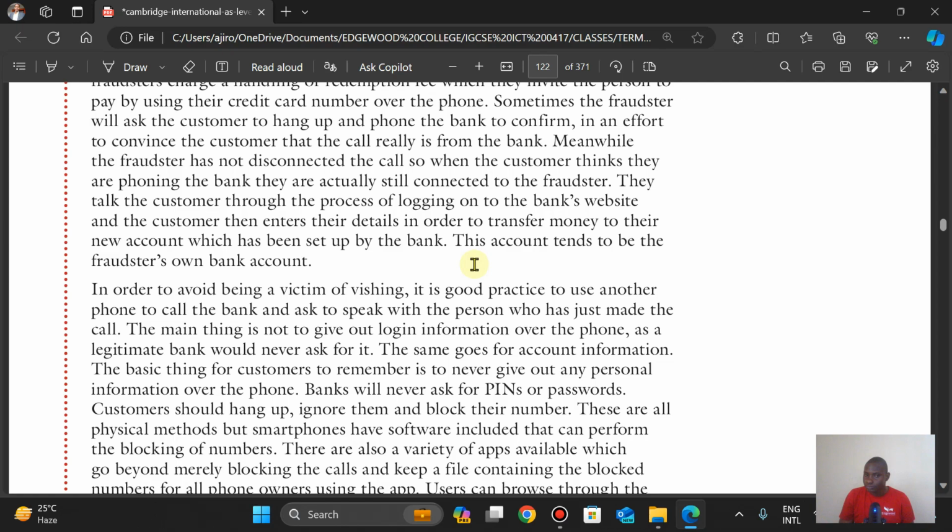Customers should hang up, ignore them, and block their numbers. These are all physical methods, but smartphones have software included that can perform the blocking of numbers. What I'm doing from next year, at the time of this recording, is to silence numbers that I don't have saved on my phone. I'm sorry, but I have to take drastic measures.